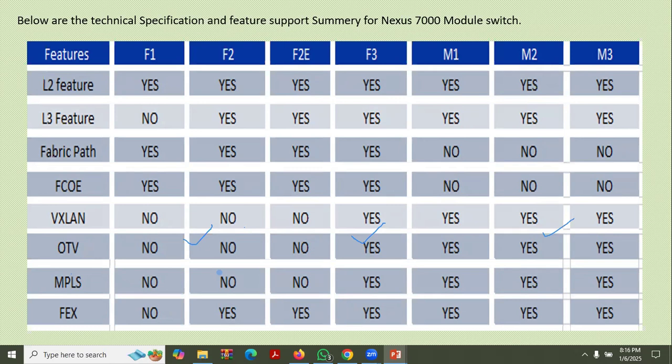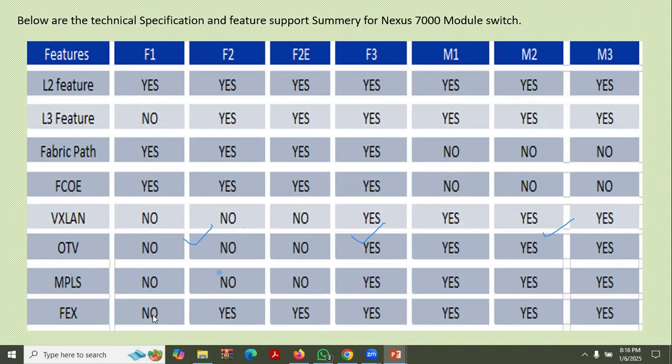So these are the models: F1, F2, F2E, F3, M1, M2, M3. And what is supported? If you check, F1 is only for L2, basic L2. It does not support L3. L3 features, no routing protocol will be supported by the F1. FabricPath is advanced, but it is supported because this is L2. FCoE, yes, supported. VXLAN is advanced, so it is not supported by the F1. OTV is not supported by the F1. MPLS is an L3 protocol, so it is not supported by the F1.